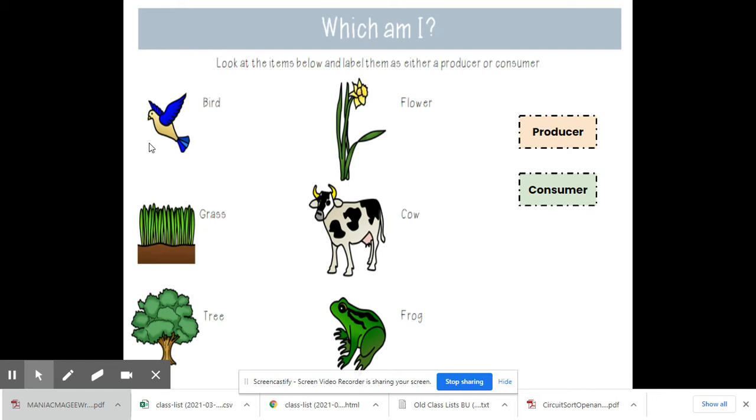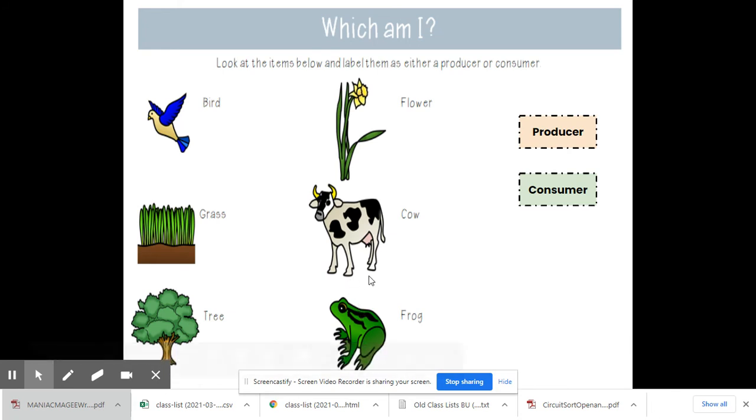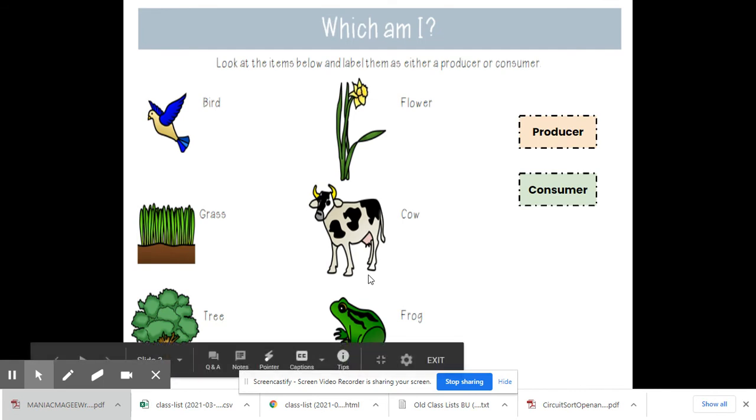So please go to this slide, and be out of present mode. Okay, we're going to do some practice together. You have a bird, a flower, grass, a cow, a tree, and a frog. We right now are not saying is it an herbivore, carnivore, omnivore. We're just trying to figure out if it's a producer or a consumer.